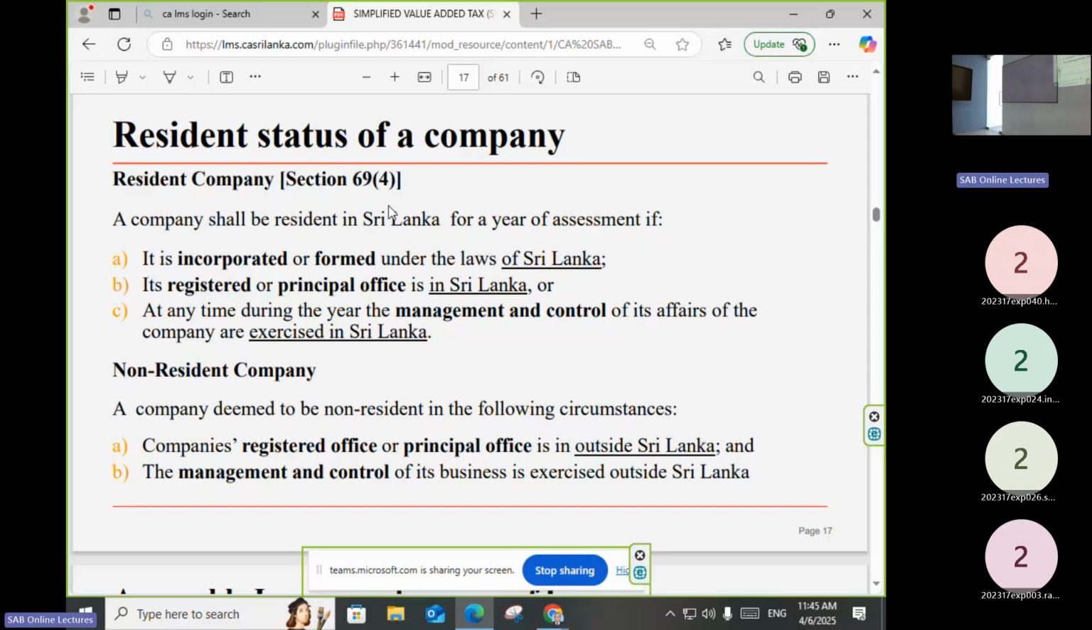It is incorporated outside Sri Lanka. Their principal office is outside Sri Lanka. Their board of directors is also outside Sri Lanka. There may be a country representative or manager, senior manager in Sri Lanka, and other staff also in Sri Lanka. But they are not a resident company for Sri Lanka tax purposes.